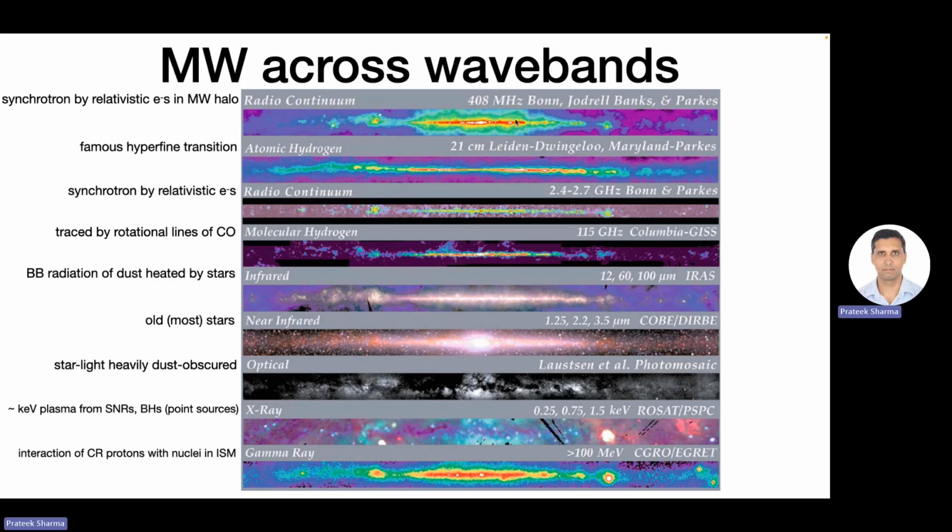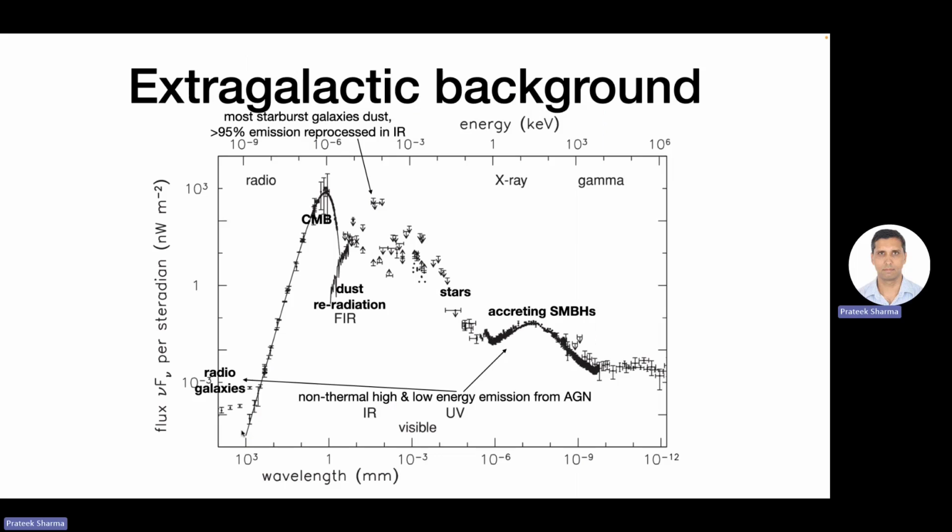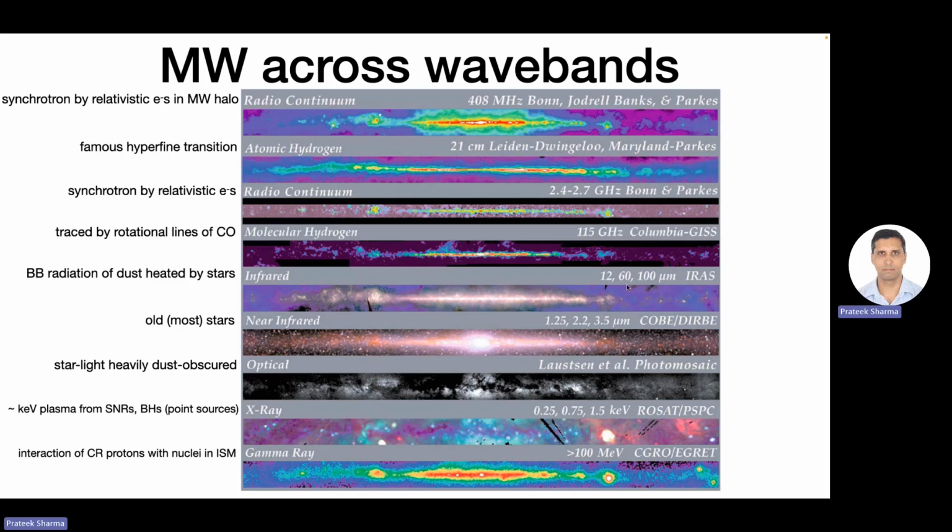So let's see. If we look at our own Milky Way from radio to millimeter to far infrared to visible and so on, how does it look? This is in galactic coordinates. In galactic coordinates, the Milky Way is horizontal. So this is the galactic center, and this is the anti-center. And what you're doing is just making maps of radiation in that waveband.